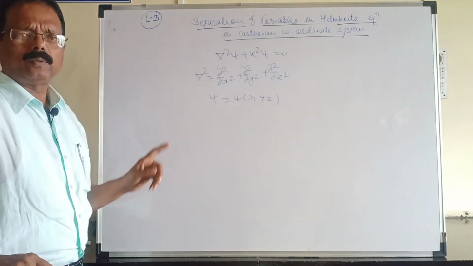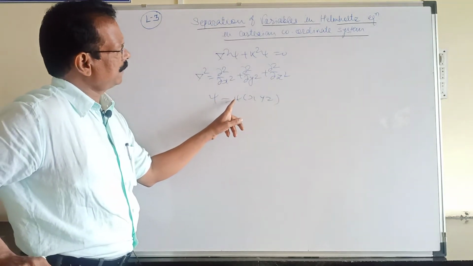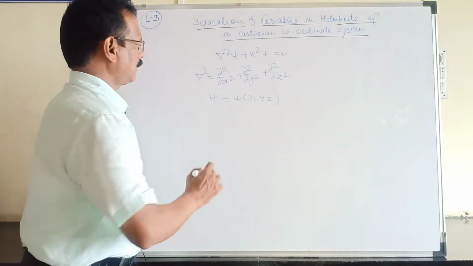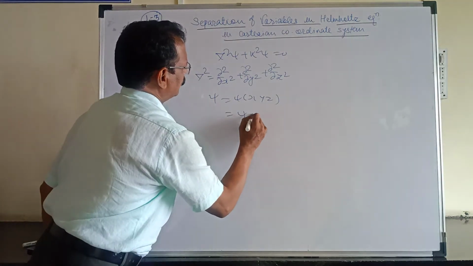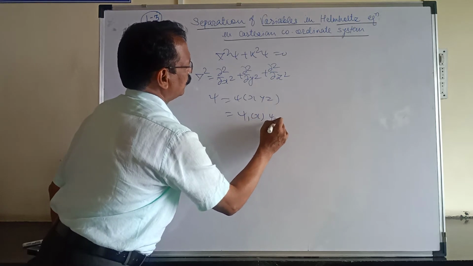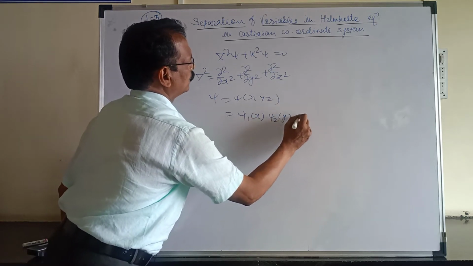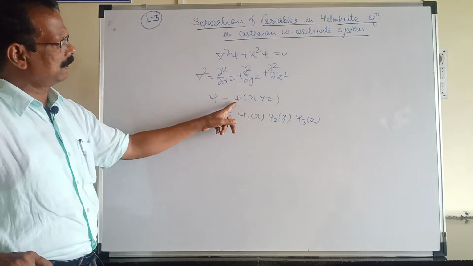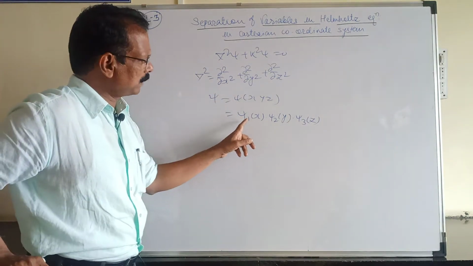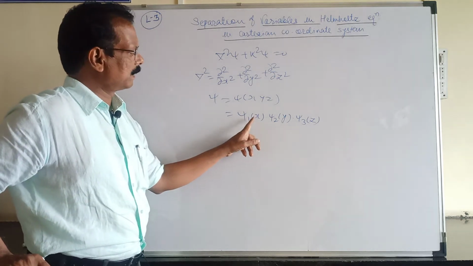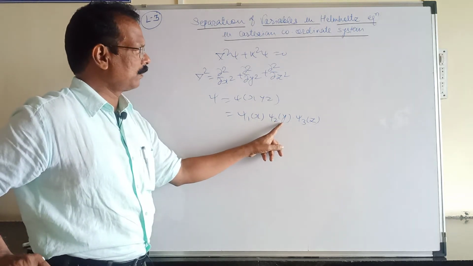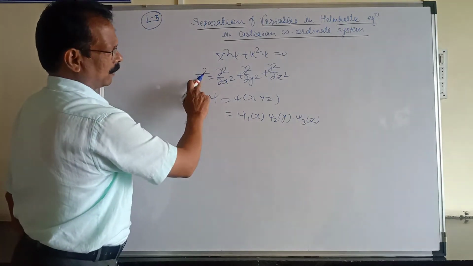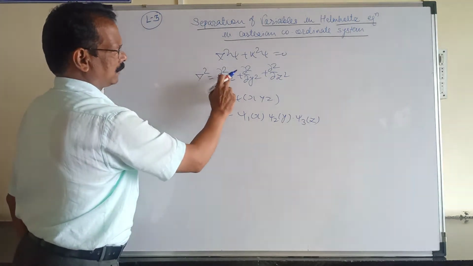Now here, can we write it this way? So psi is nothing but the multiplication of three terms. Psi 1 is the function of x only, psi 2 is the function of y only, and psi 3 is the function of z only. So instead of psi, this is nothing but the product of the three terms, psi 1, psi 2, psi 3, where psi 1 is the function of x only, psi 2 is the function of y only, and psi 3 is the function of z only.